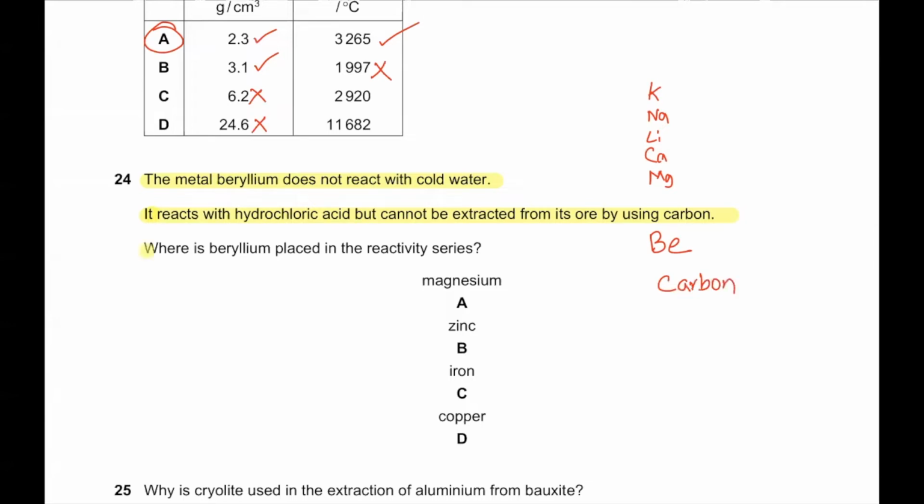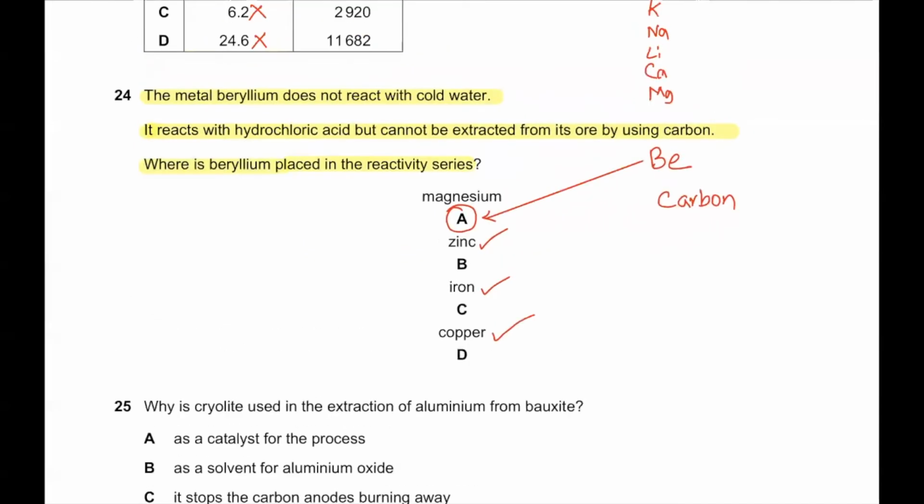All right. Where is the beryllium placed in the reactivity series? We know that zinc can be reacted with carbon. We know that iron can be reacted with carbon. Copper ores can be reacted with carbon. So definitely A will be the correct position for beryllium.